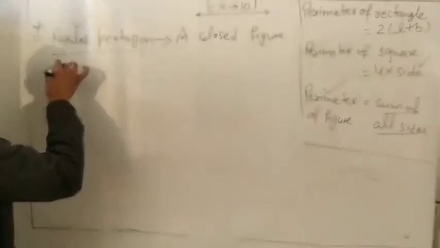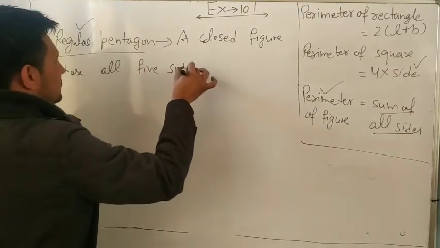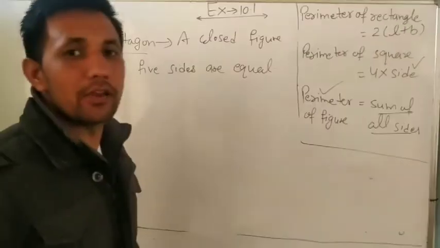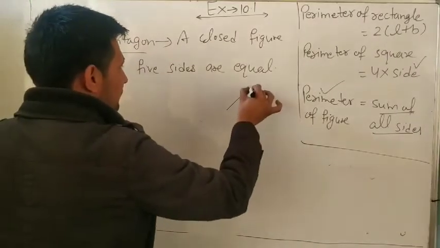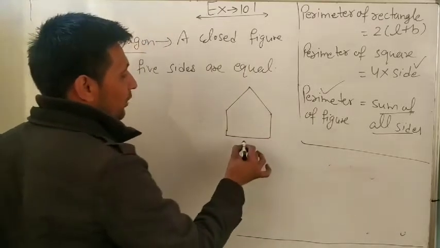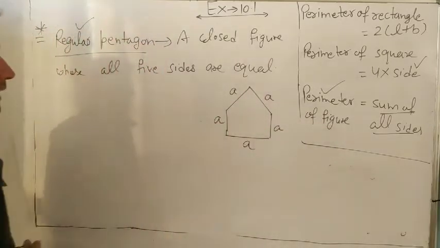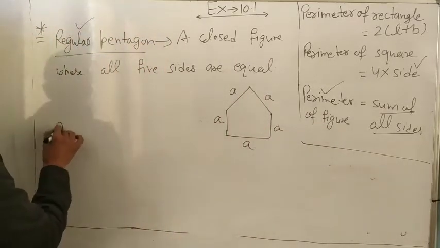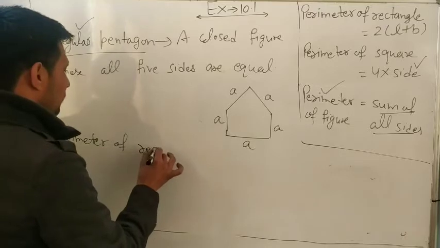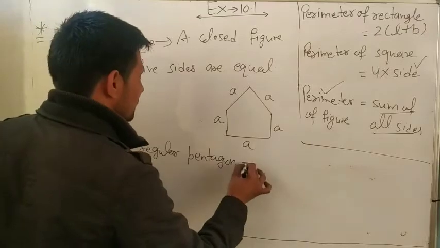So a regular pentagon is a closed figure whose all 5 sides are equal. It has only 5 sides. Regular means all sides are equal, say A. So what is the perimeter? You can write perimeter of a regular pentagon. How will you find it?